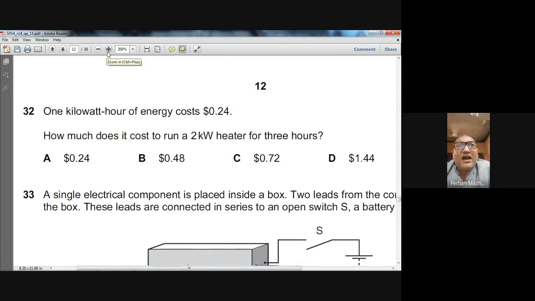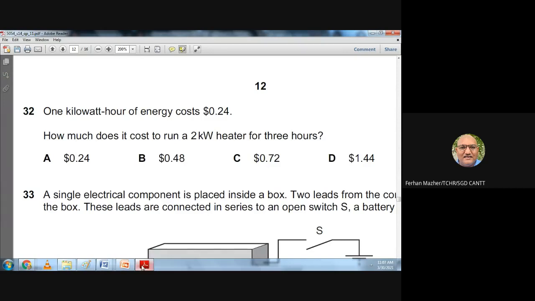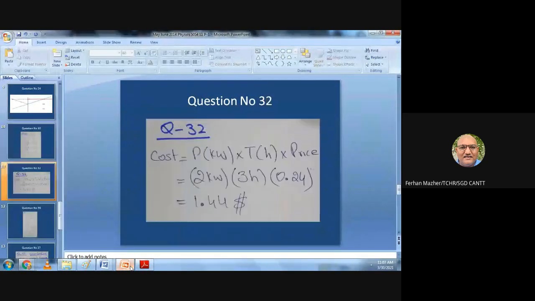1 kilowatt hour of energy costs $0.24. How much does it cost to run a 2 kilowatt heater for 3 hours? We want to find out the cost. So very simple. The formula is power multiplied by time multiplied by price of 1 unit, and the power must be taken in kilowatts and the time must be taken in hours. You just put the values in that formula, and you will be able to find out the cost.